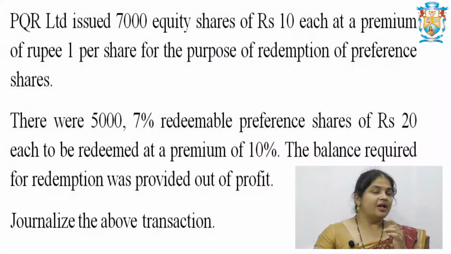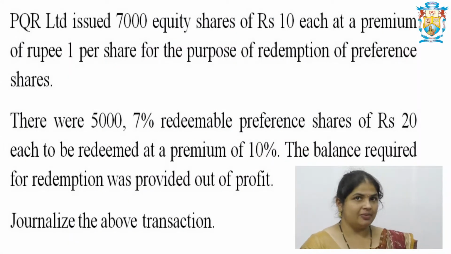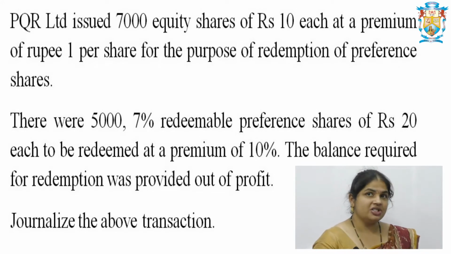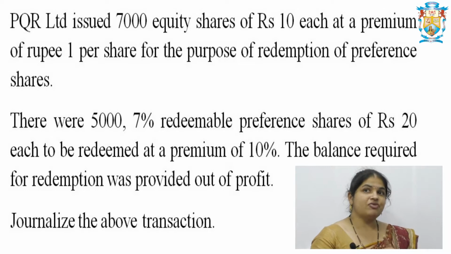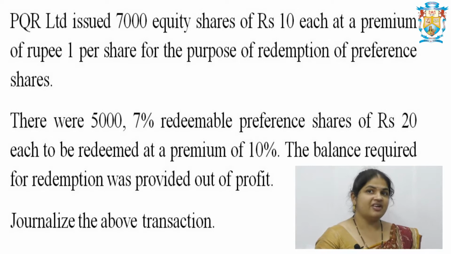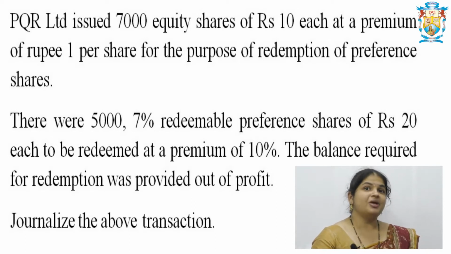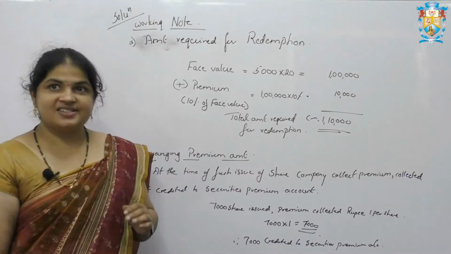Now let us see the illustration. I have explained the journal entries in the previous video. Now let us see the illustration problem. Read the question properly. PQR Limited issued 7,000 equity shares of rupees 10 each at a premium of rupee 1 per share for the purpose of redemption of preference shares. There were 5,000 7% redeemable preference shares of rupees 20 each to be redeemed at a premium of 10%. The balance required for redemption was provided out of profit. Journalize the above transaction. Now let us see the solution.